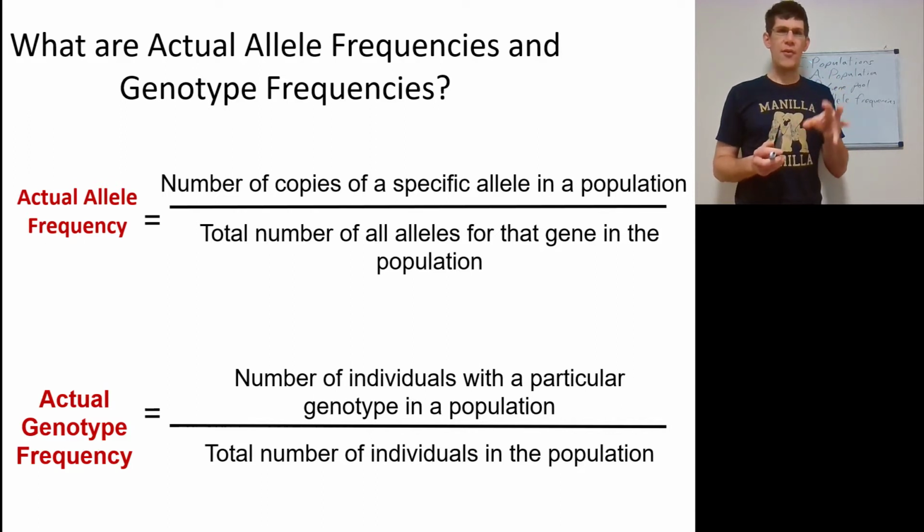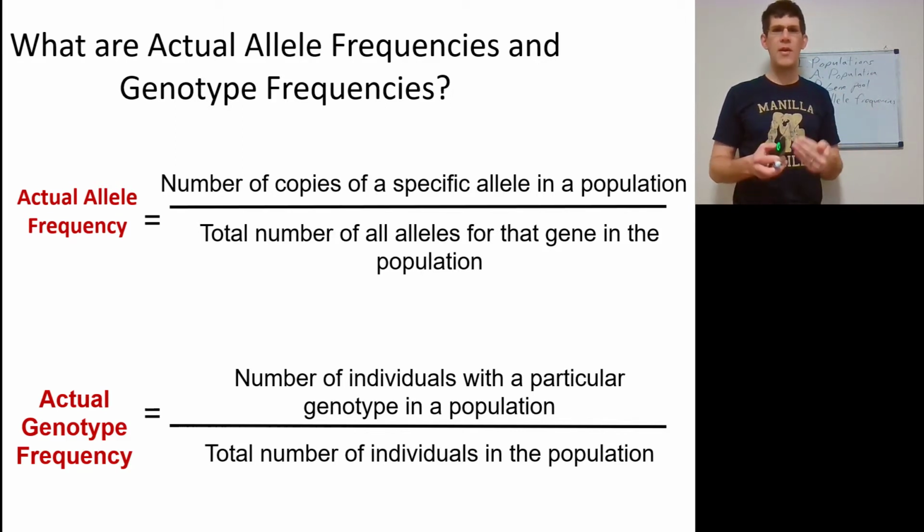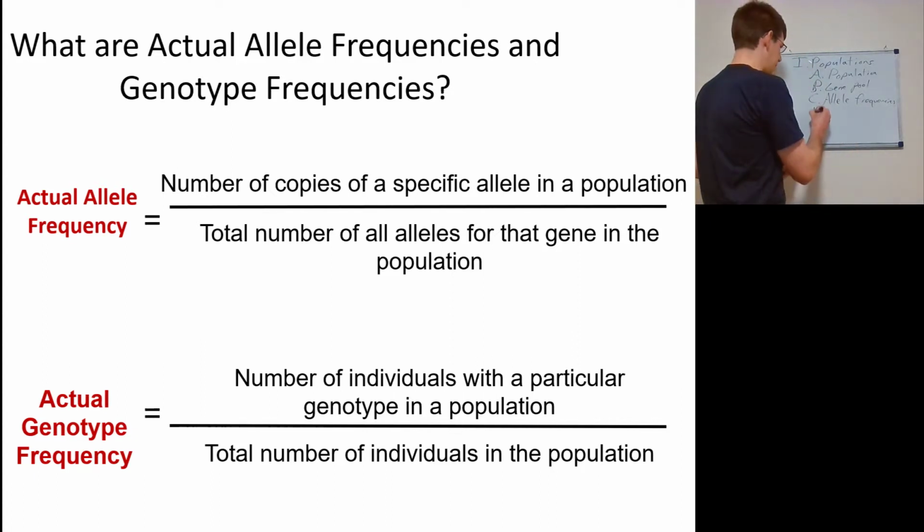If you take out all the copies for an allele and genotype the whole population, you're going to get the allele frequency. Your actual genotype frequency is the number of individuals that come out of that gene pool that are homozygous dominant, heterozygous, or homozygous recessive. So the number of individuals expressing each one of those genotypes out of the total number of individuals in the population is your actual genotype frequency.